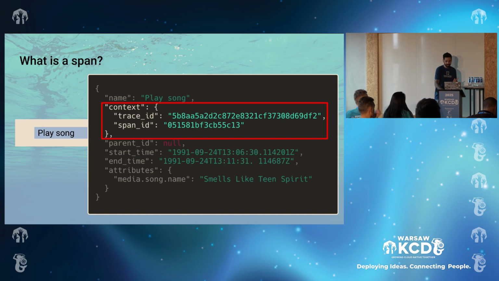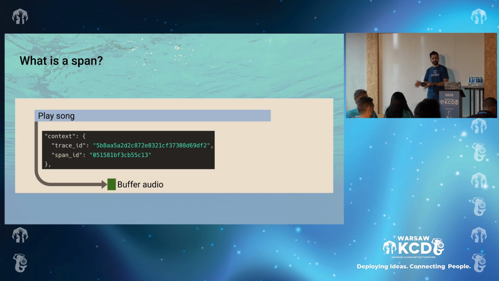Cool. So now let's say that the play song calls buffer audio, but in this call, it actually passes the context. So play song is calling buffer audio, and I'm passing the trace ID and span ID as part of the request header.